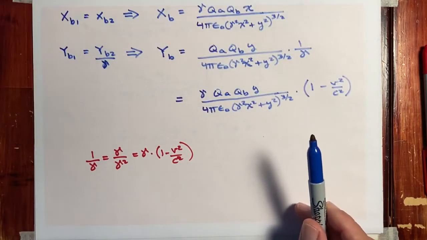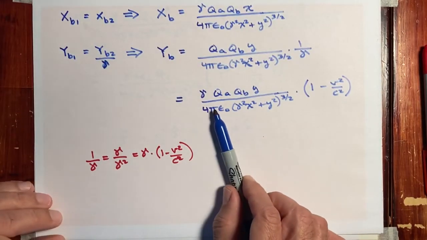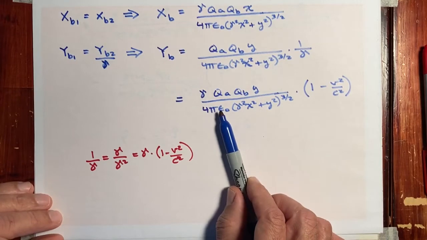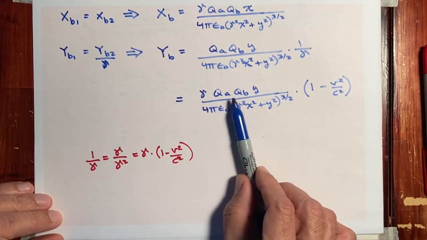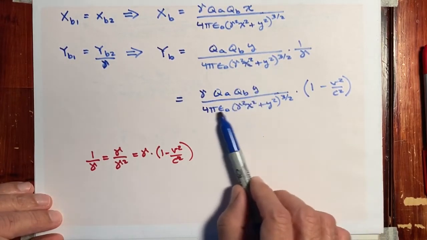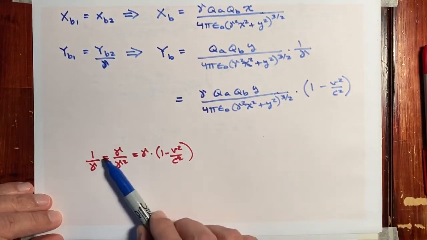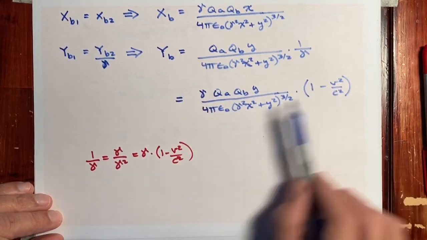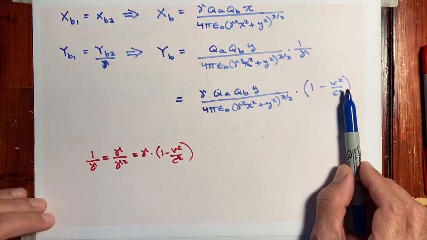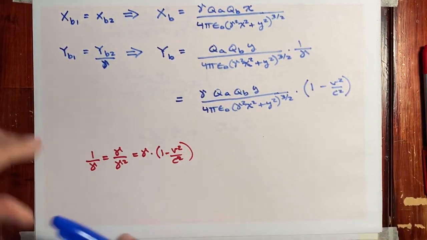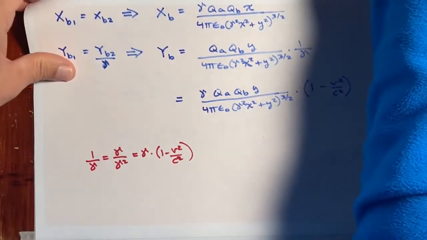So once we have that written, we end up with this equation for y. We see gamma qa qb from here, y, and our traditional denominator, and then this 1 over gamma, remember, has been absorbed into gamma times this 1 minus v squared over c squared. So far so good.